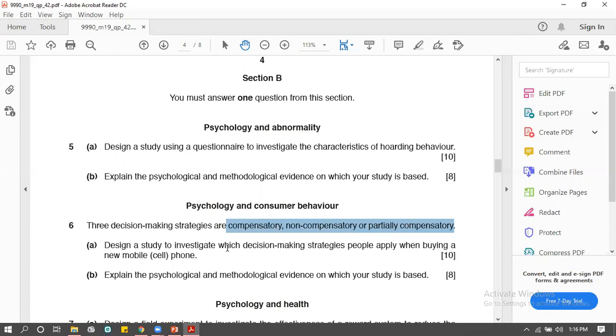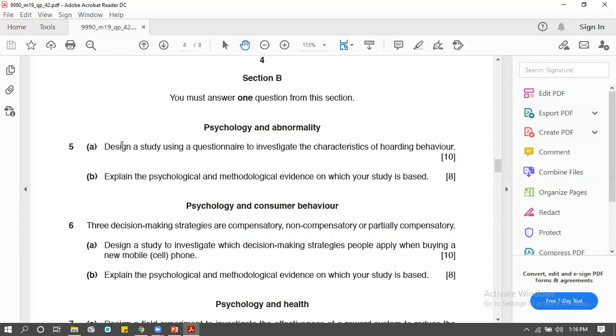If it had been written from the start, for example, that there are three categories of people, people who do this one, people who do this one, and people who do this one, and then we need to find the difference in their, I don't know, behavior, that would be a comparison. But right now, you don't know which decision-making strategy people apply. You want to find that out. That's a discovery. Let's look at another discovery question.